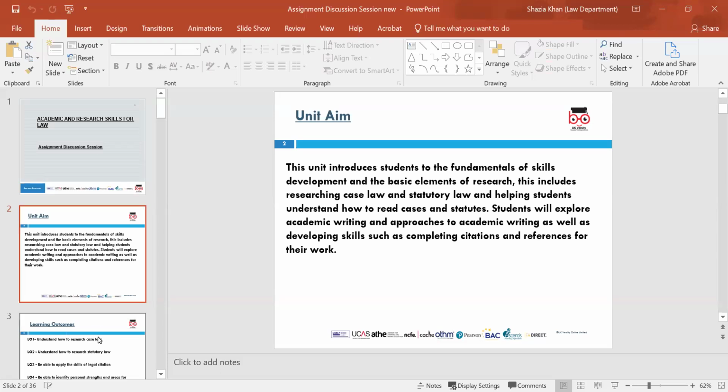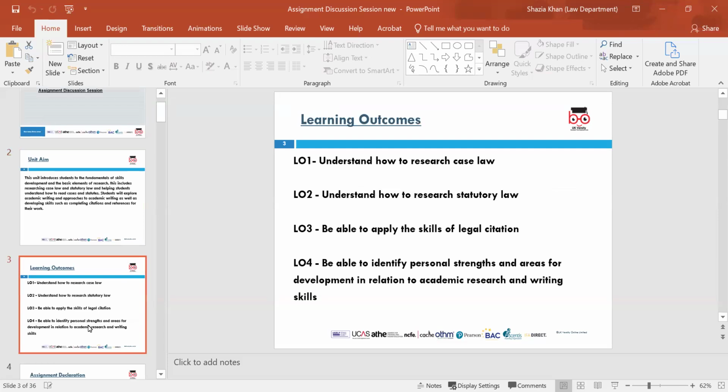So, the learning outcomes for this unit are, which I've gone through already, but I'll just give you a brief overview. Learning outcome 1, to understand how to research case law. Learning outcome 2, to understand how to research statutory law. Learning outcome 3, to be able to apply the skills of legal citation. Learning outcome 4, to be able to identify personal strengths and areas of development in relation to academic research and writing skills.